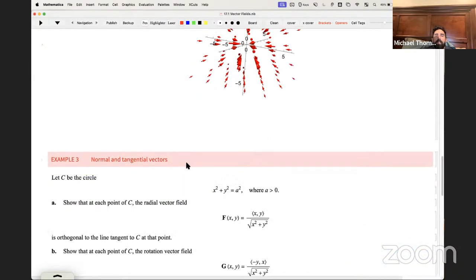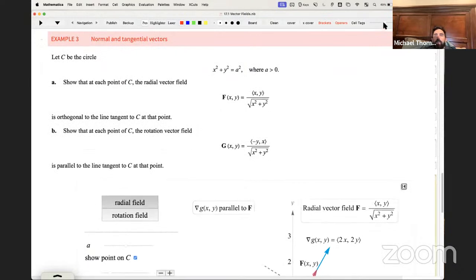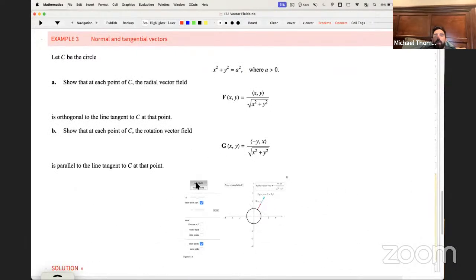All right, so normal and tangent vectors. What was I talking about here? Let's get rid of those guys.